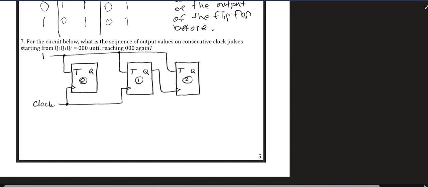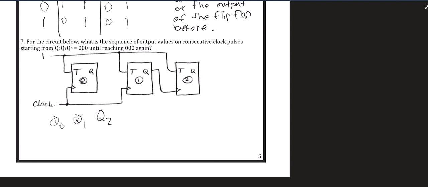Okay, so for the circuit below, what is the sequence of output values on consecutive clock pulses starting from Q2, Q1, Q0 equals 0, 0, 0 until reaching 0, 0, 0 again? So Q0, Q1, Q2. Let me do it over here. Q0, Q1, Q2.